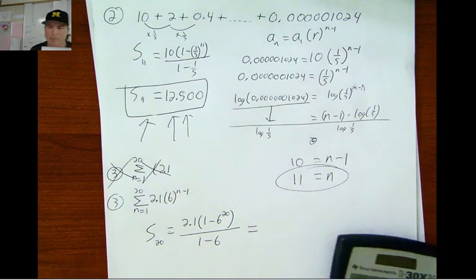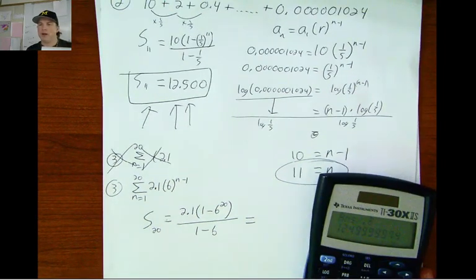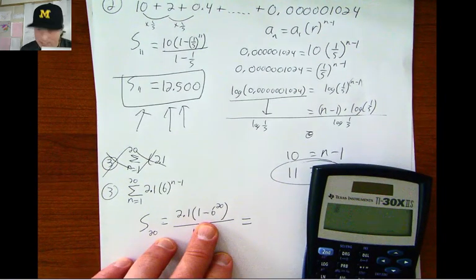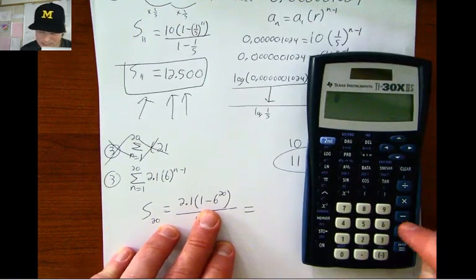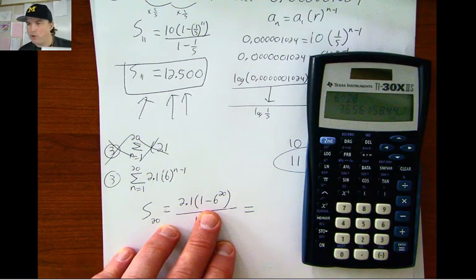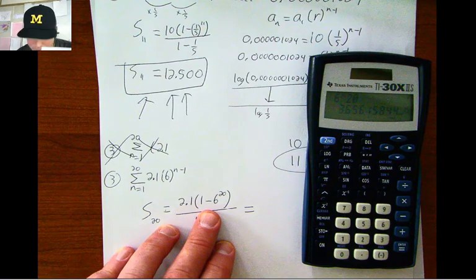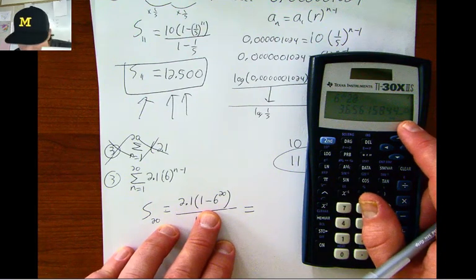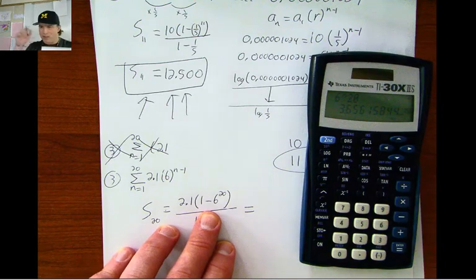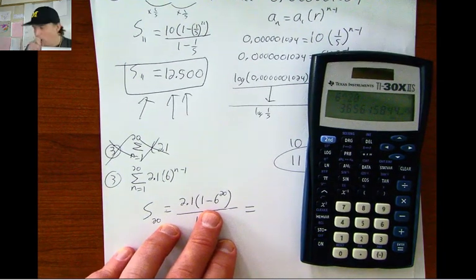Okay. Here we go. 6 to the 20 power. Giant number. If you look, it says times 10 to the 15th. This is scientific notation. It's such a big number.